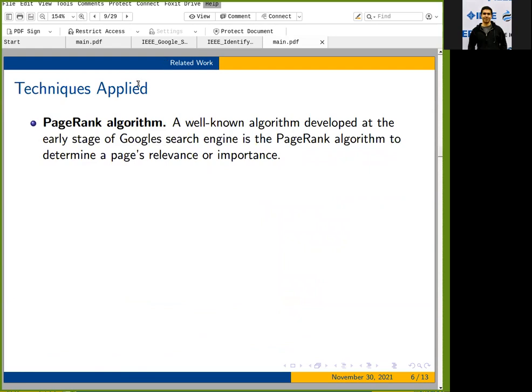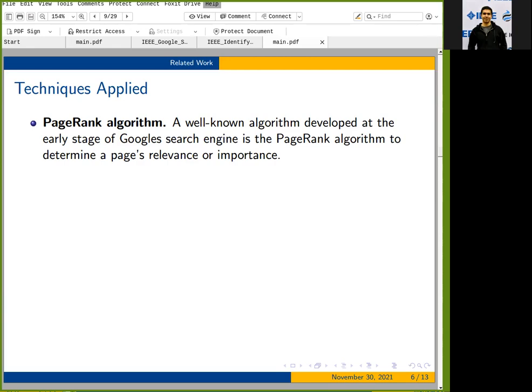So we have applied different techniques after constructing graphs on Arabic data. These techniques are summarized as follows. So the first technique is PageRank algorithm. So PageRank is a well-known algorithm developed at the early stages of the Google search engine.